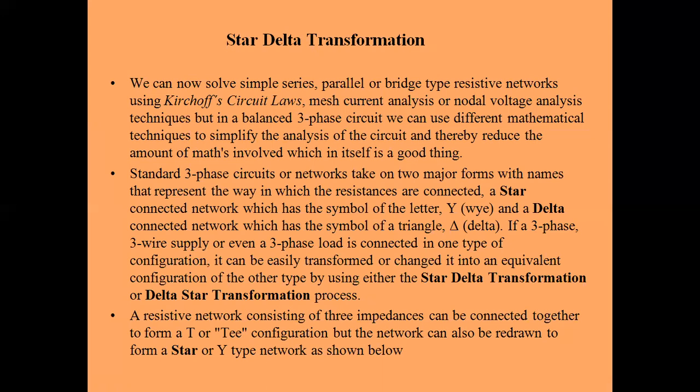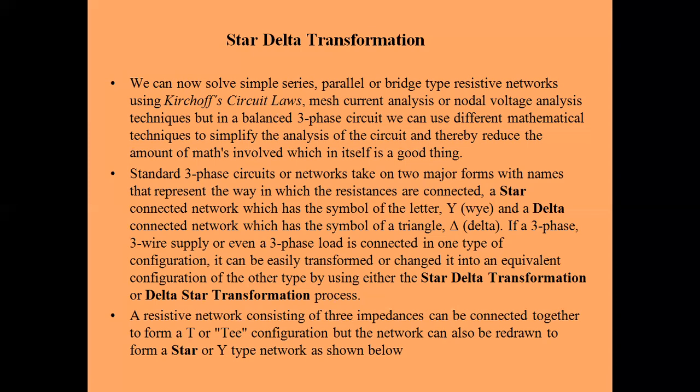Now, standard three-phase circuits are networks that take on two major forms, with names that represent the way in which the resistances are connected. That connection is termed a star-connected network, which is also symbolized by the letter Y. And the second method of connection is a delta-connected network, which has the symbol of a triangle, called a delta.